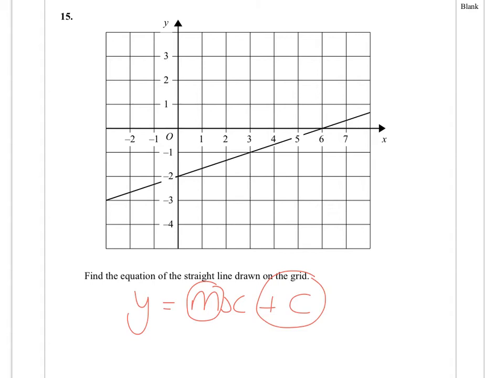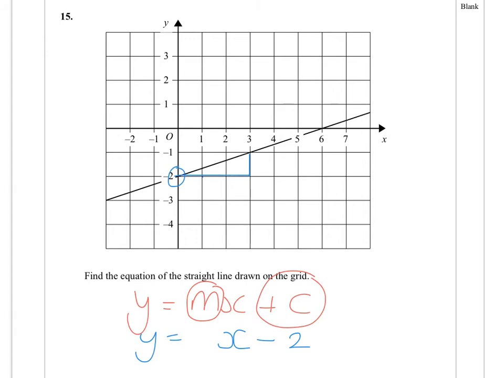So that's the first thing I normally write in. So y equals something x plus c. What's the plus c? Well, it crosses the y-axis at minus 2. Okay, so I'm just going to put the x in. What's the m? What's the thing that goes in front of x? That tells me how steep it is. Okay, what I do is I look at where it crosses the y-axis there, and I go, for every 3 it goes to the right, it goes 1 up. Okay, so basically for every 1 it goes to the right, it goes about a third up.